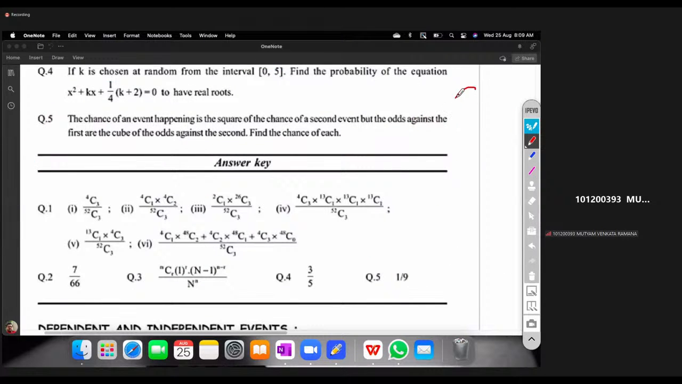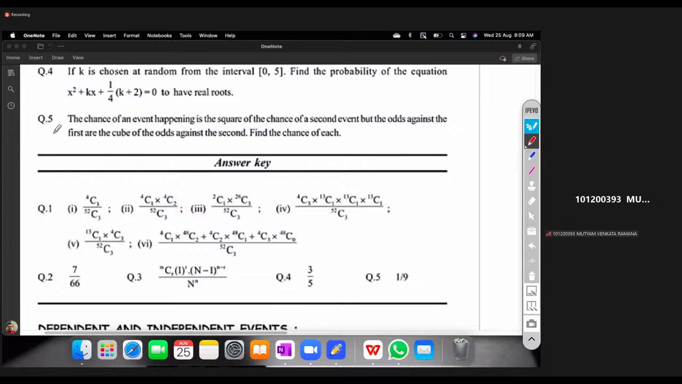Not only that one, if this is the total area and this is the favorable area, then the probability of A is equal to favorable area by total area. If it is a volume also, favorable volume by total volume. Okay.